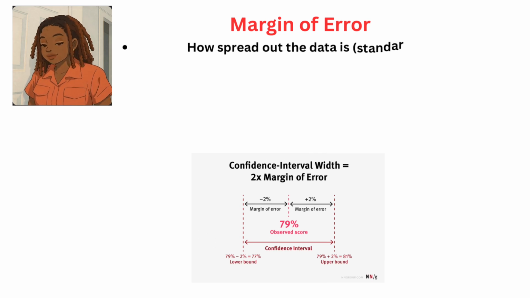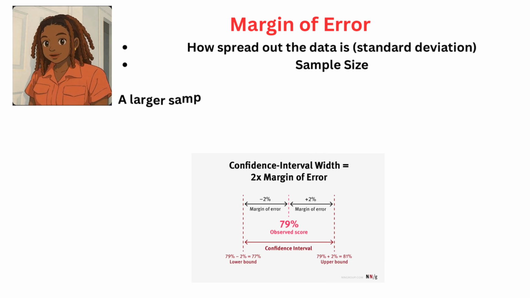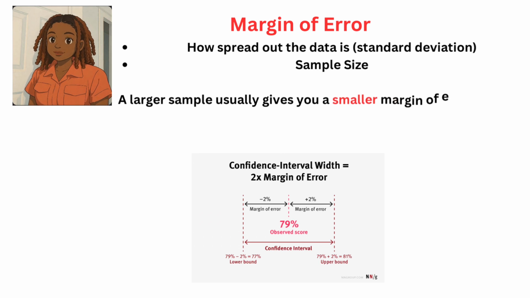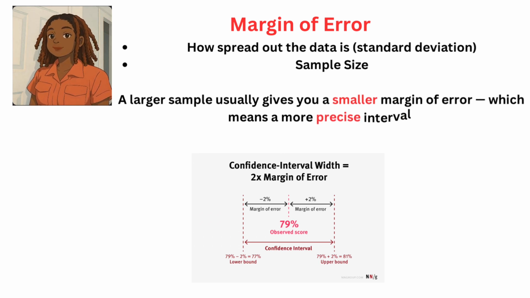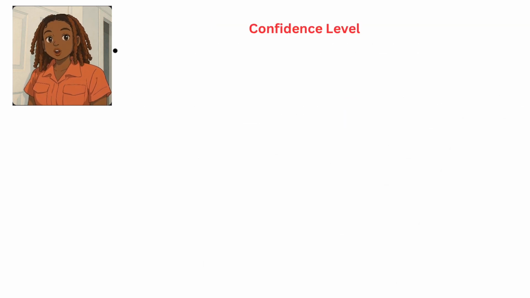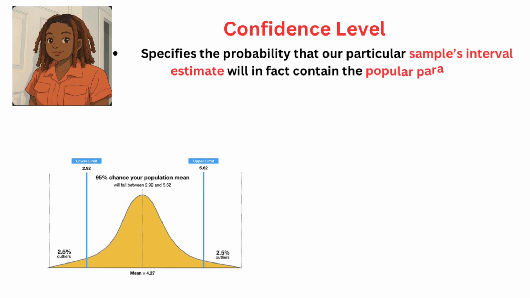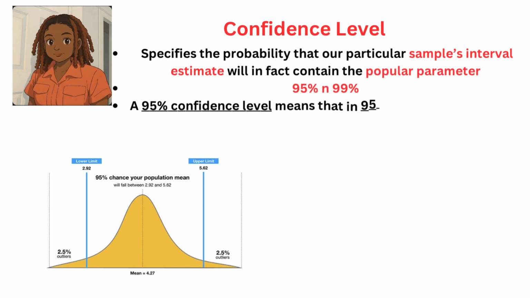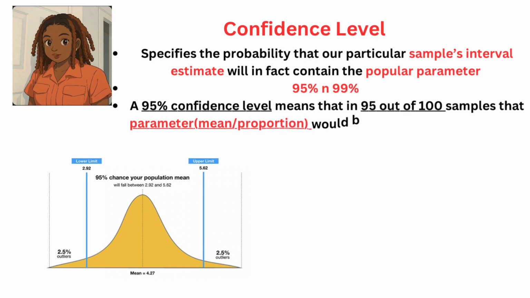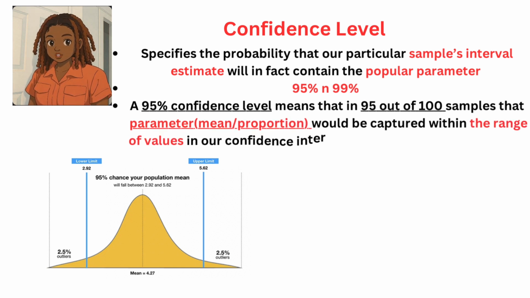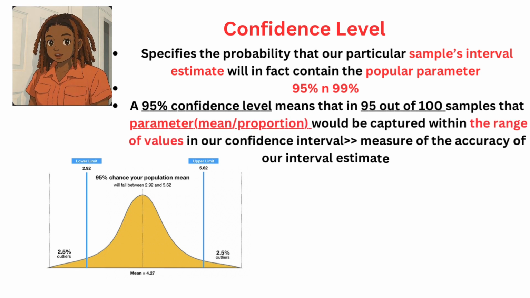The margin of error is like our wiggle room. It depends on how spread out the data is, standard deviation, and how big your sample is. A larger sample usually gives you a smaller margin of error, which means a more precise interval. Then there's something called the confidence level, usually 95% or 99%. A 95% confidence level means if we repeated this survey 100 times, about 95 of those intervals would contain the true population value. So, it's not a guarantee, but it tells us how confident we are in our estimate.